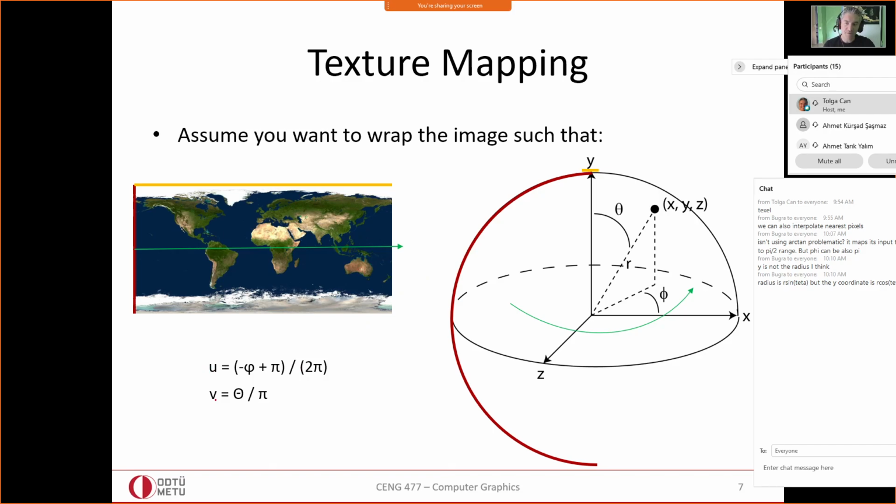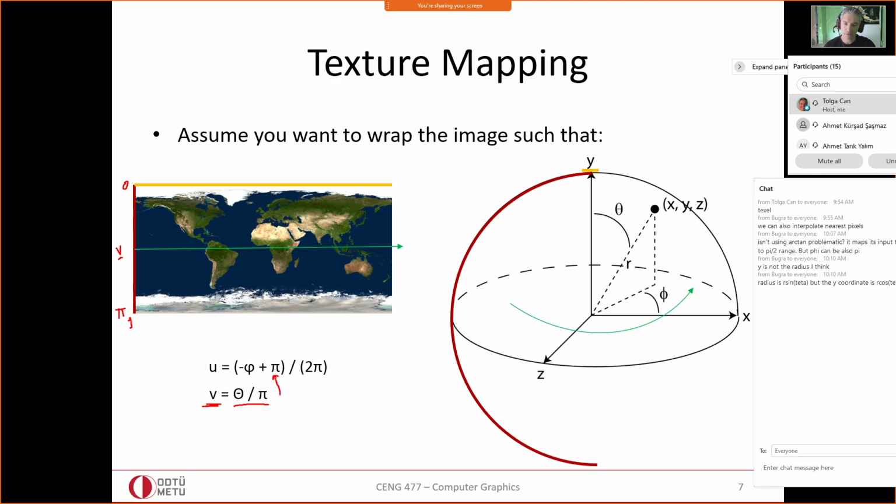But our u and v values are between 0 and 1, so we need to normalize them. Since theta is between 0 and pi, if you divide theta by pi, the v coordinate will be between 0 and 1. And also your phi value, which was between minus pi and pi, you also need to get between 0 and 1. What you do is you add pi to it.